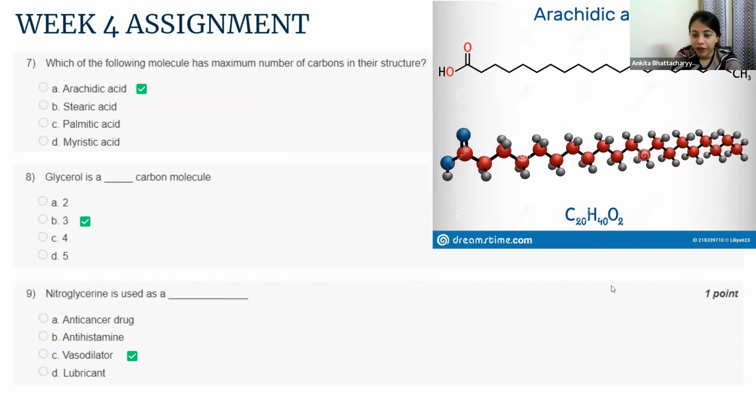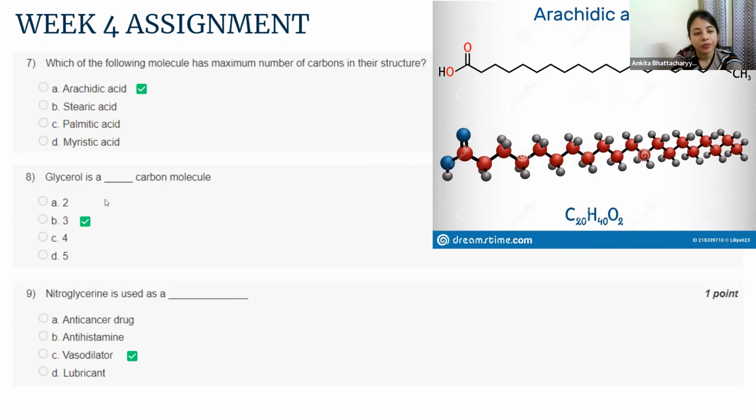But here, just for reference and for your own benefit and recollection, you can see that this is the structure of arachidic acid. And if you look at the chemical formula for it, or the number of carbons present here, you'll see that there are 20 carbons. And among these options, this has the maximum number of carbons. And that is the part that's most relevant to us.